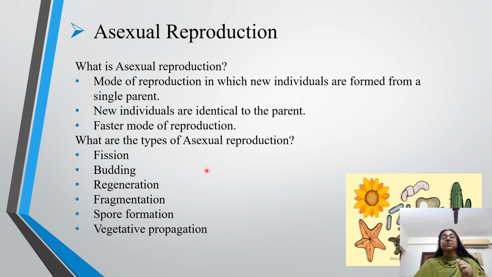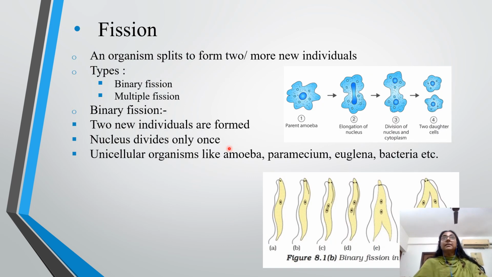What are the different types of asexual reproduction that we should see now? The first one is the division process like fission, then budding, regeneration, fragmentation, spore formation, and vegetative propagation. So we will see what it is. The first one is fission. In lower classes you would have learned about binary fission, multiple fission, and so on. Here we are going to see two different types of fission: binary fission and multiple fission.